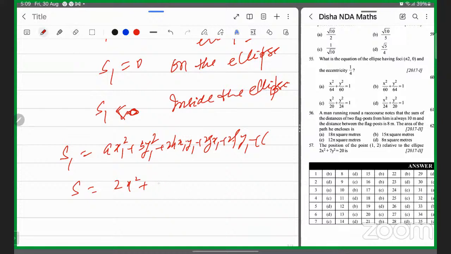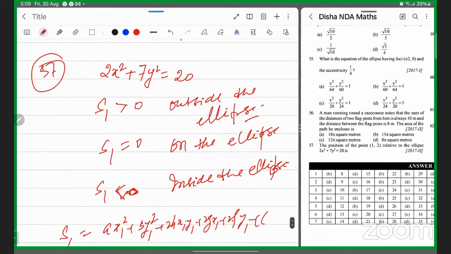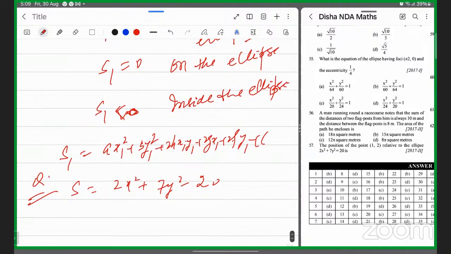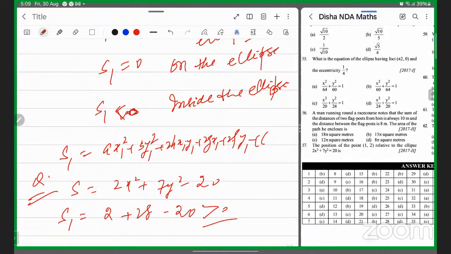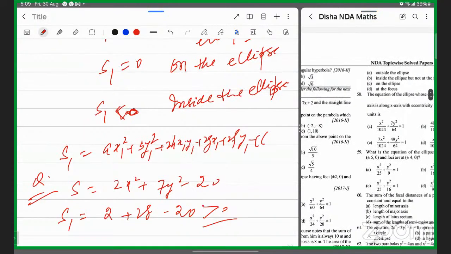Now I'm solving the questions. Earlier I was teaching you the meaning of outside, inside, and on the ellipse. Understood? Now I'll put the point in S1. So 1 comma 2: 1 square, 2 times 2 square is 4, 4 times 7 is 28, minus 20. That's positive, which means the point is outside the ellipse. So you will get outside. A is the correct answer.